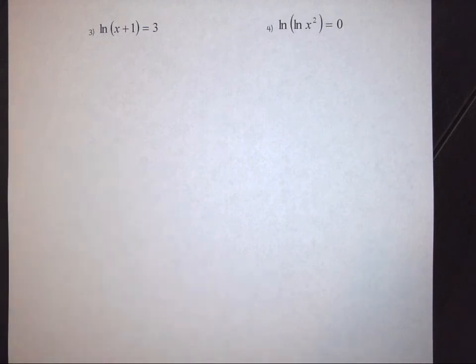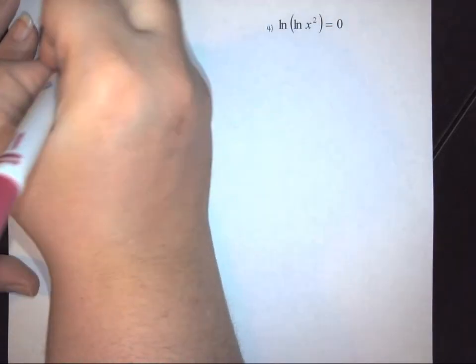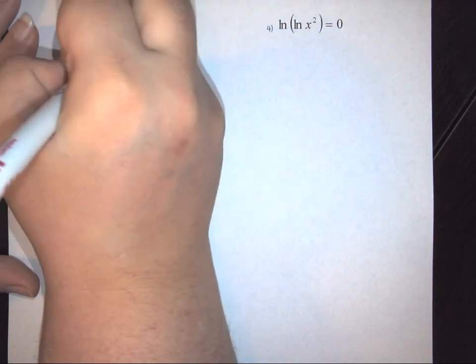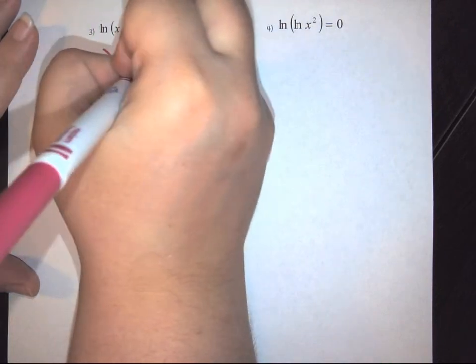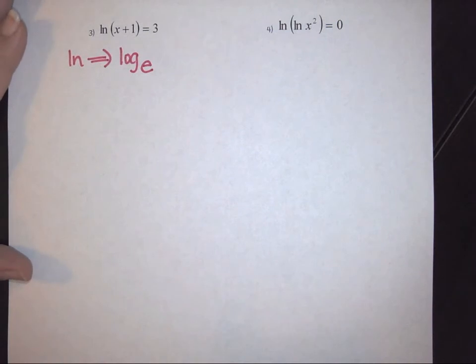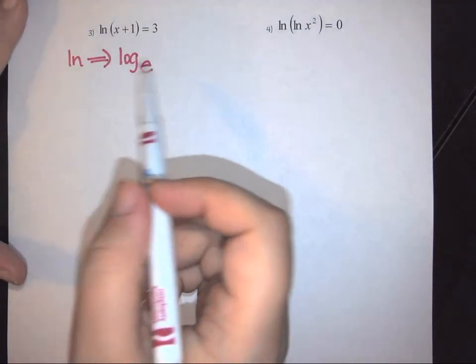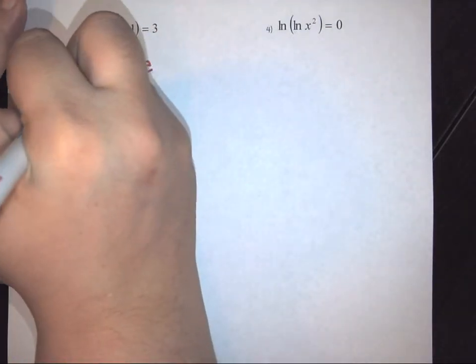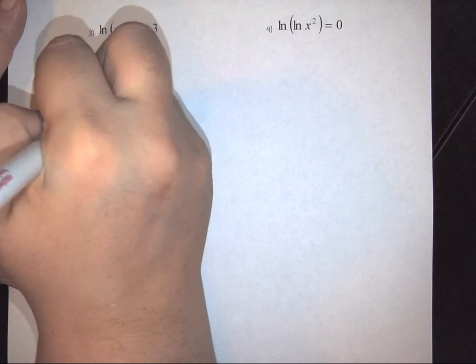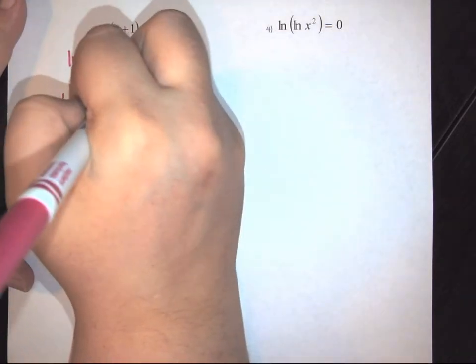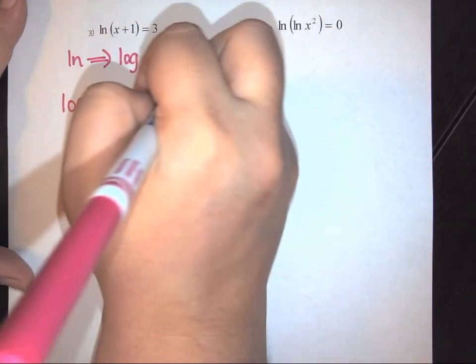Alright, this one is a little different because we are using the natural log. One thing that you need to remember is that the natural log is the same thing as log base e. So in some instances, what we can do is rewrite this equation to say log base e of x plus 1 equals 3.